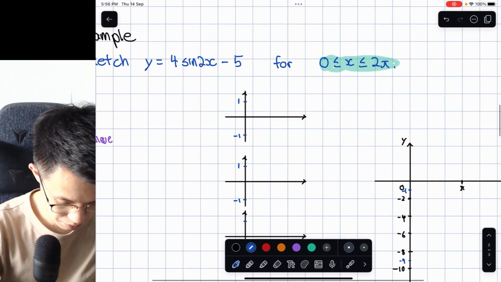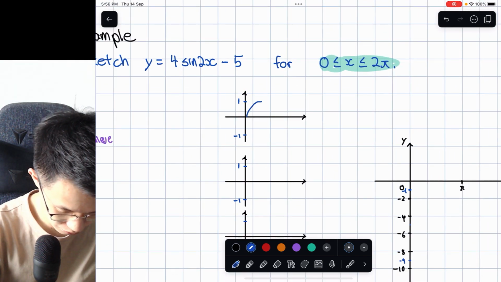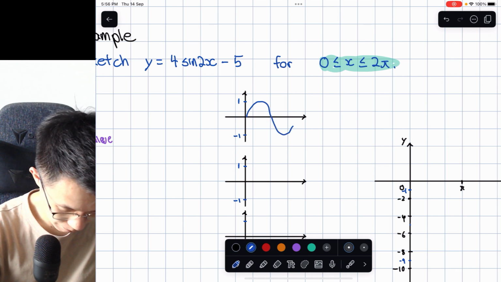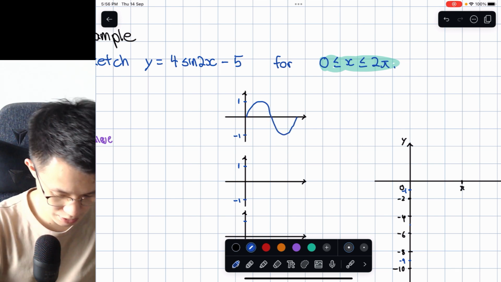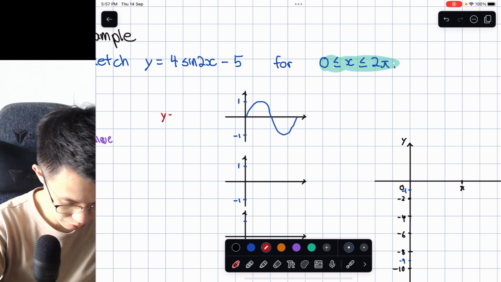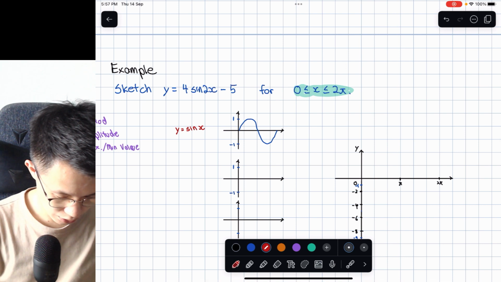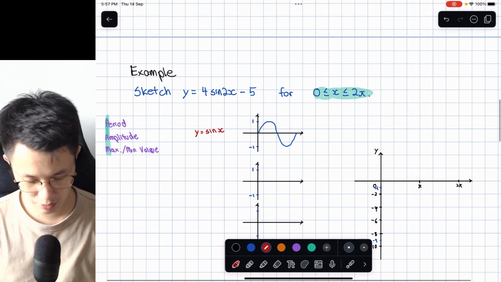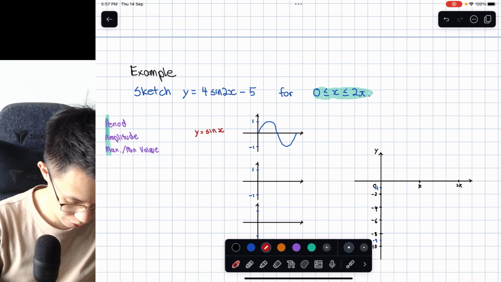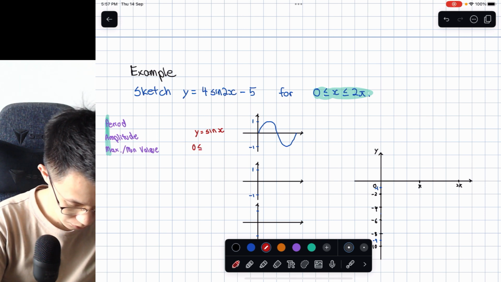Let's draw it very quickly. For example, I have a curve here. I will start from y equals sine x. If I want to change the period, I have that sine x is drawn from 0.